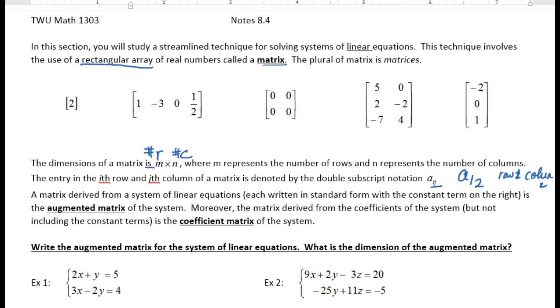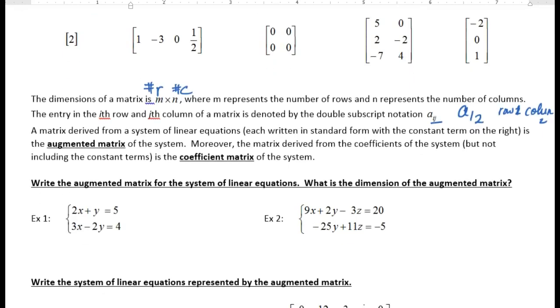Now, a matrix derived from the system of linear equations, each written in standard form with the constant term on the right, is called an augmented matrix of the system. Moreover, the matrix derived from the coefficients of the system, but not including any constant terms, is the coefficient matrix of the system. All right, so we're going to focus on the augmented matrix. That's what we really want to look at here. So it's really pretty easy to come up with.